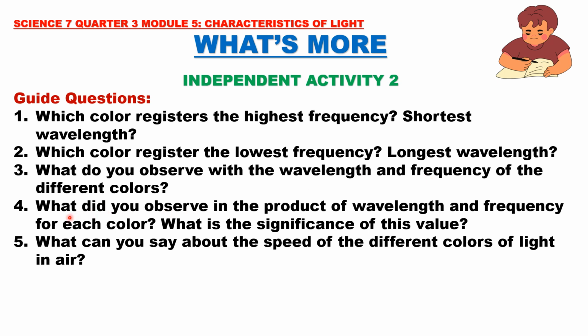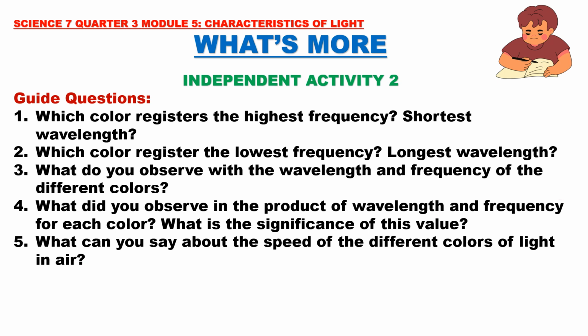Next, number 4. What did you observe in the product of wavelength and frequency for each color? What is the significance of this value? So, nung minultiply nyo yung wavelength at frequency ng bawat color spectrum, meron daw ba kayong napansin doon sa naging sagot ninyo? So, ano daw ang significance ng value na nakuha ninyo? Okay, yung pinakasagot. Anong ibig sabihin nun? Next, number 5. What can you say about the speed of the different colors of light in air?